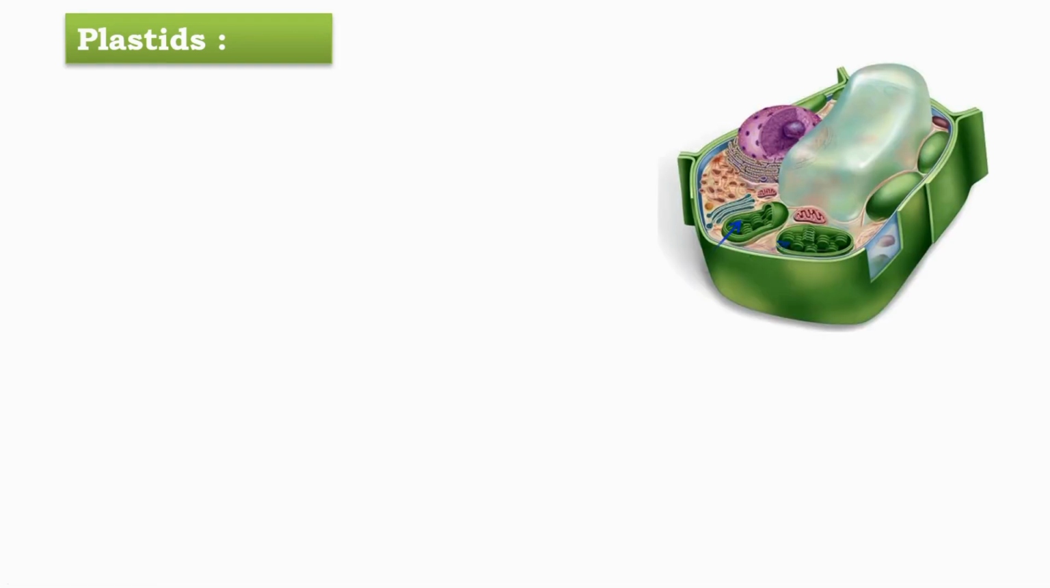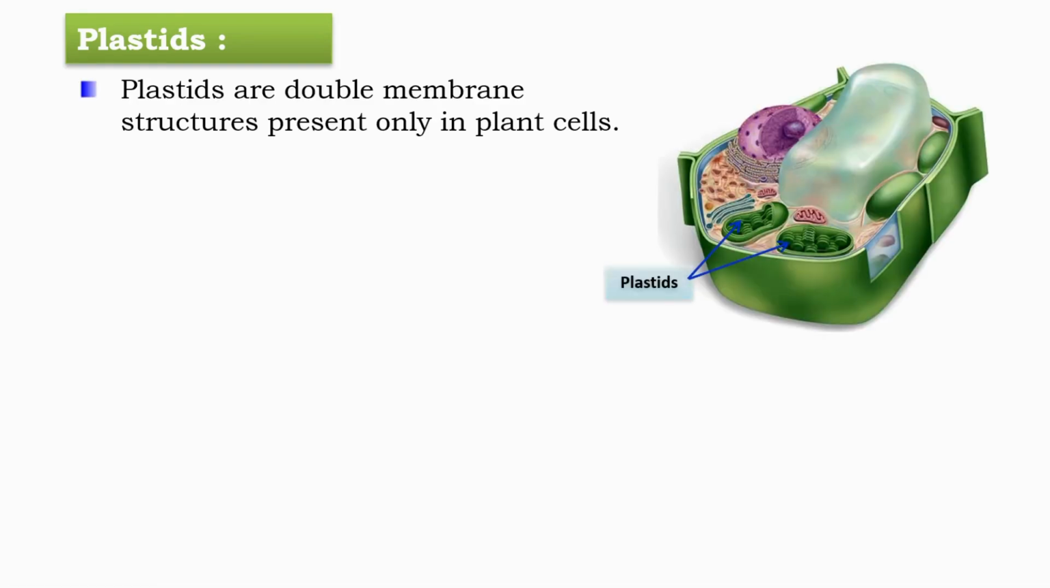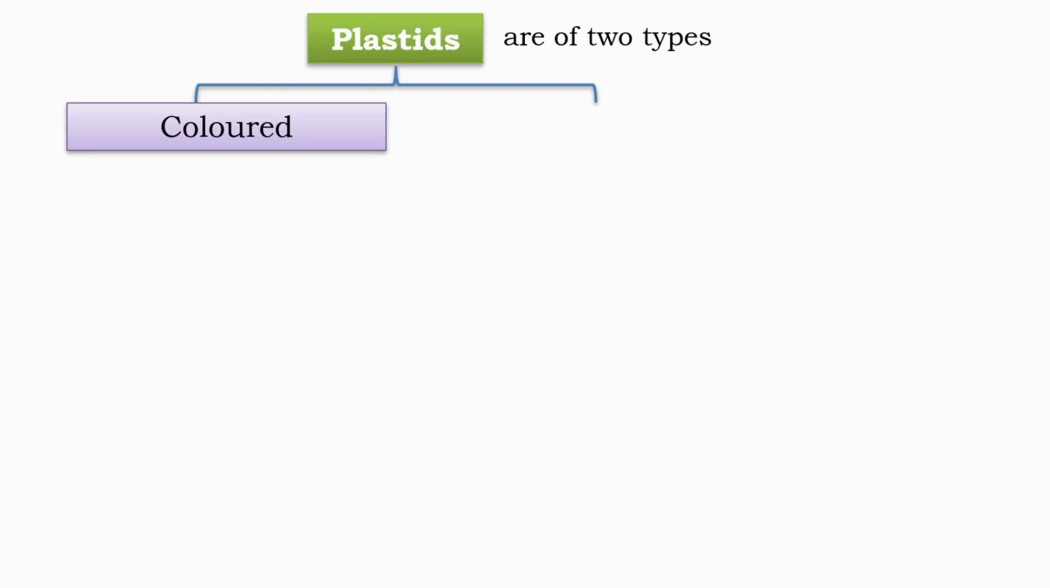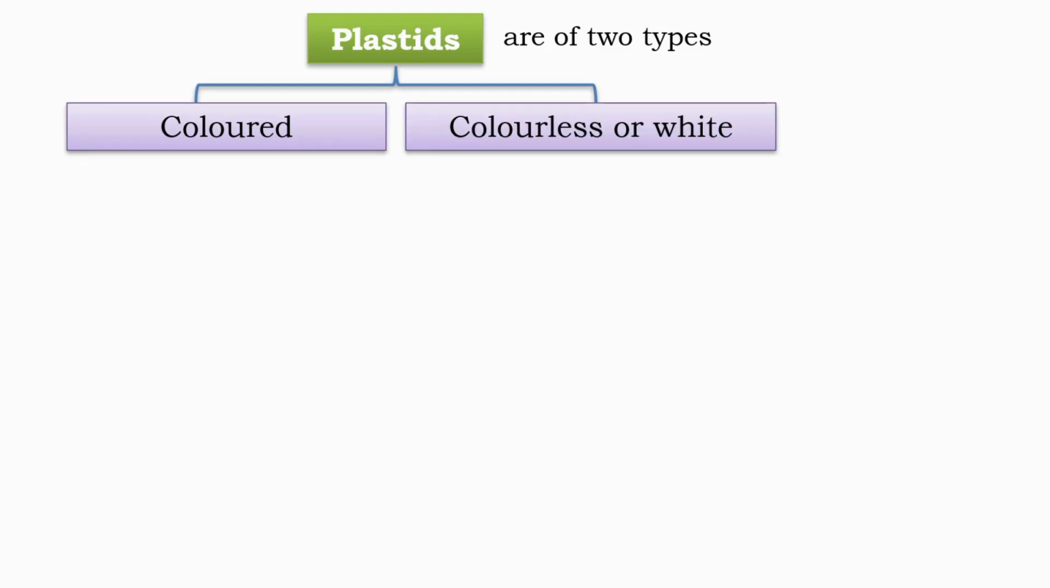Module 10. Plastids. Plastids are double membrane structures present only in plant cells. They give color to the leaves, flowers, and fruits. Plastids are of two types: colored and colorless or white.